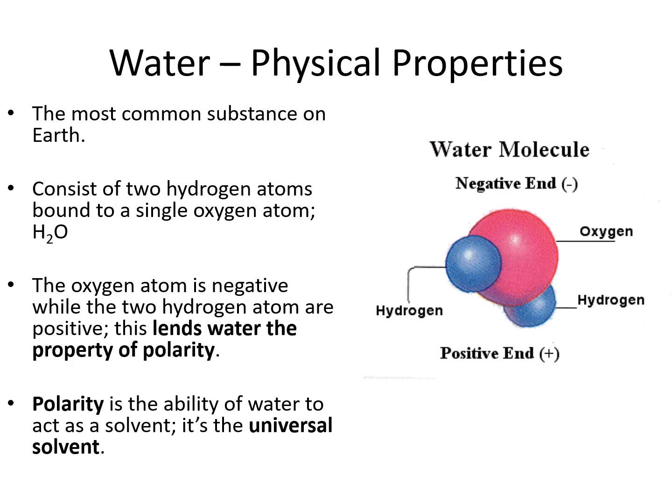Okay, so let's talk a little bit about water, right? Water is very, very special. Water is the most common substance on Earth, and it has a positive end and a negative end, right? The oxygen atom is going to be negative, while the hydrogen atom is going to be positive, and this gives water the property of polarity.